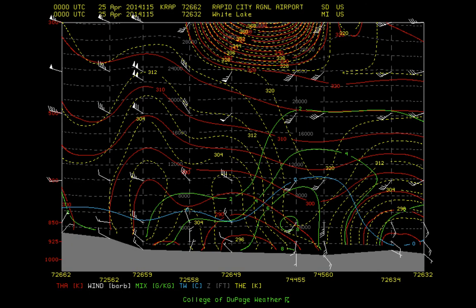For our favorite chart in the world, the cross-section, I chose the cross-section from Rapid City to White Lake, which is from South Dakota to Michigan. So this is going right across our station from the west to the east.